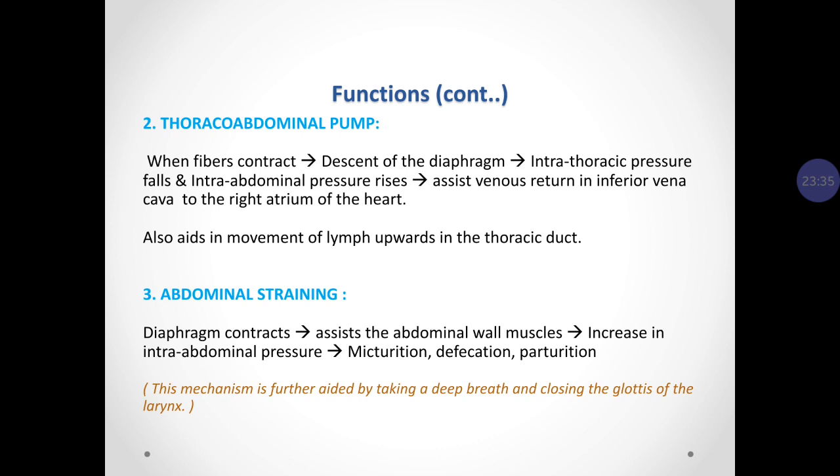The third function of the diaphragm is its help in abdominal straining. How does that occur? When the diaphragm muscle contracts, it assists the abdominal wall muscles to increase the intra-abdominal pressure. That increase in intra-abdominal pressure is important for our physiological processes like micturition, defecation, and parturition. To further aid this mechanism, we can take a deep breath and close the glottis of the larynx also.